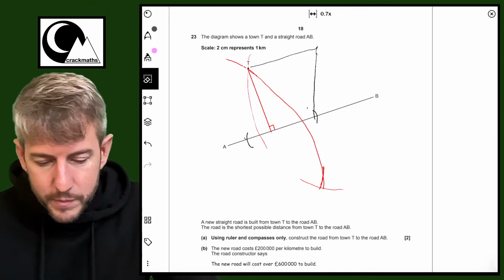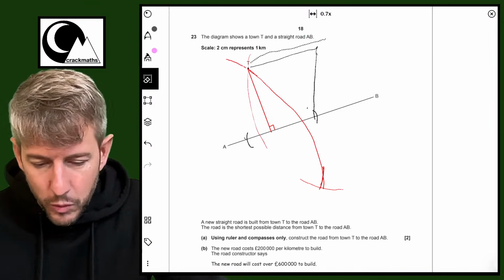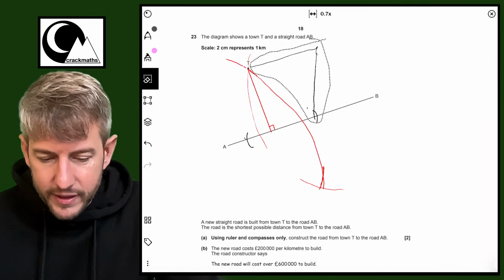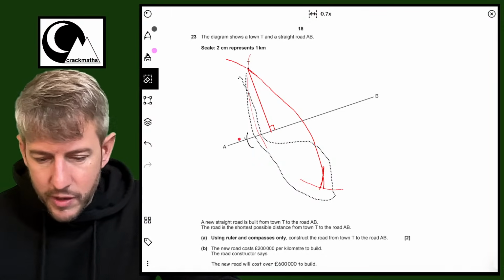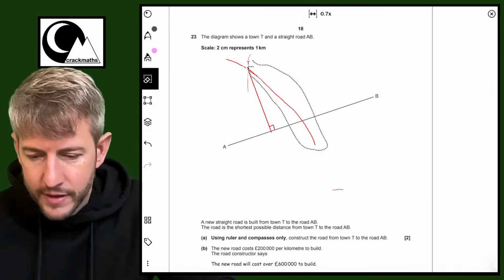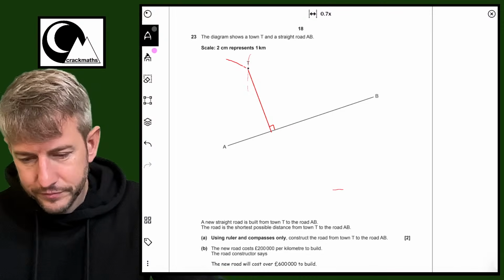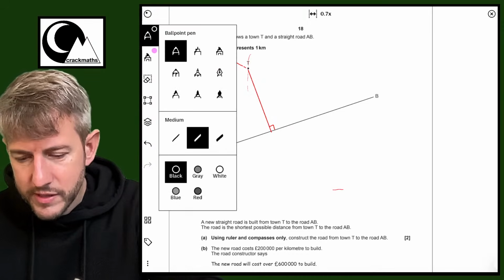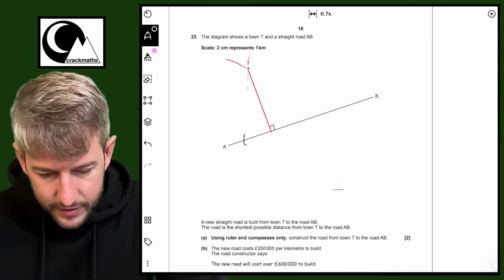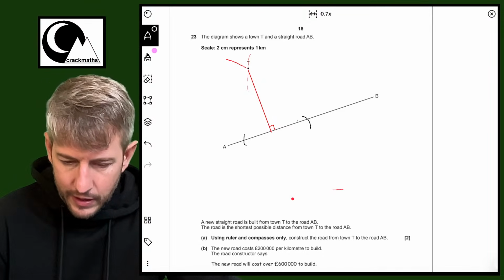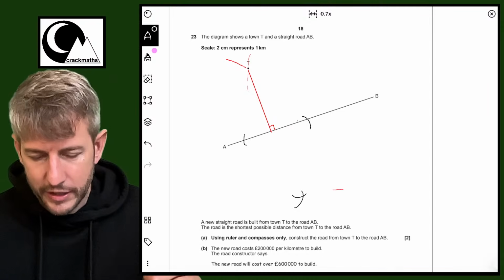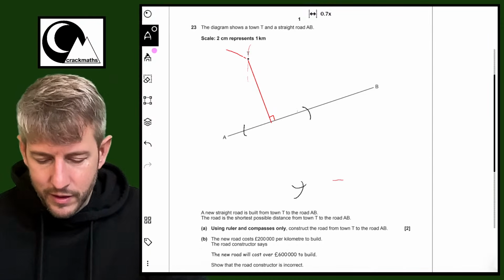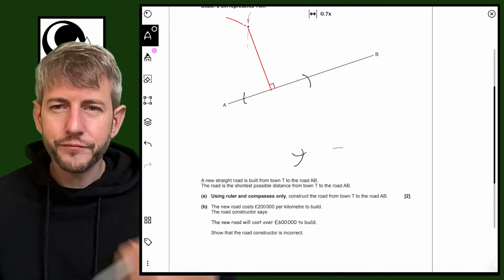Okay, but don't clean it up too much because they will want to see the markings. So actually I will just clean this up and show you what lines they'll want. They'll want this line here, and then a line here, a line here, a line up here, and a line up there. So that's what the examiner is going to be looking for. Okay, now let's have a look at part B.